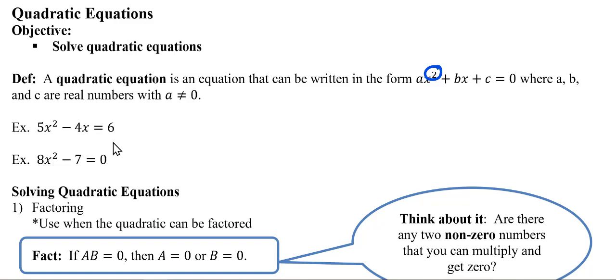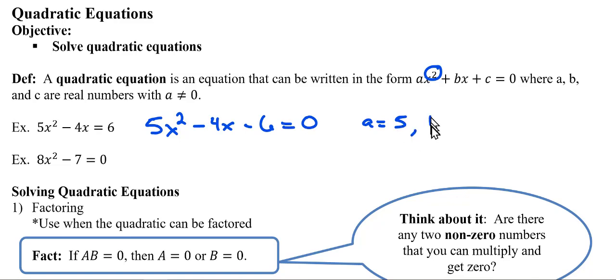Couple of examples here. This first one isn't written in what we would call standard form, but you could rewrite it 5x squared minus 4x minus 6 equals 0 by subtracting 6 from both sides, and you do have standard form there. And just to clarify here, in this case, a is 5, b is -4, and c is equal to -6 in that standard form that you're looking at there.